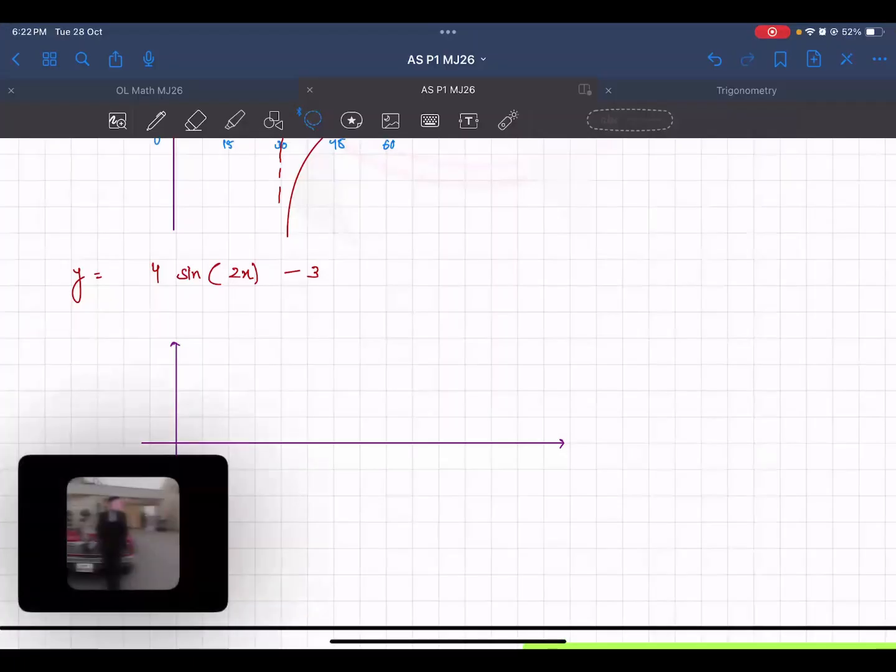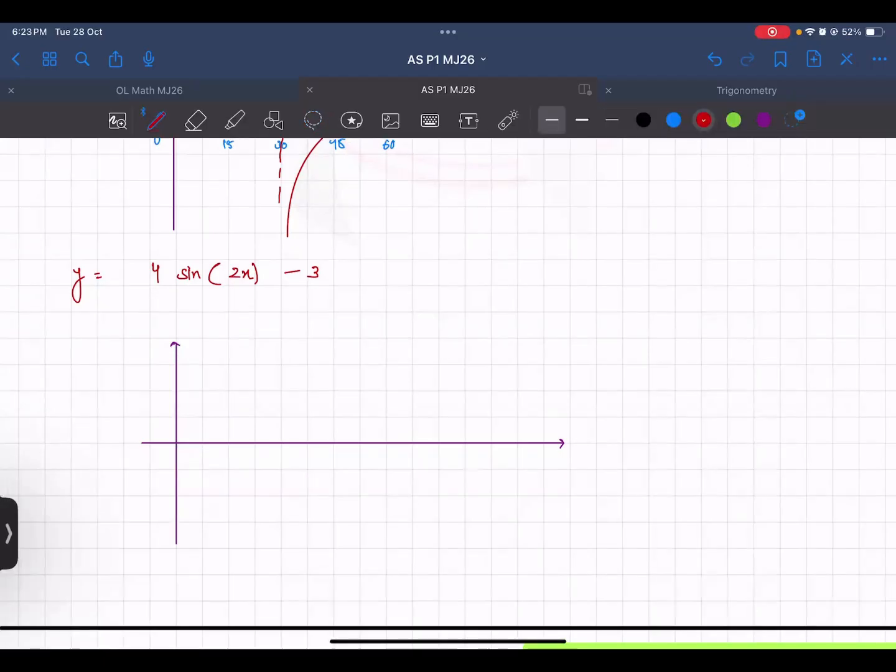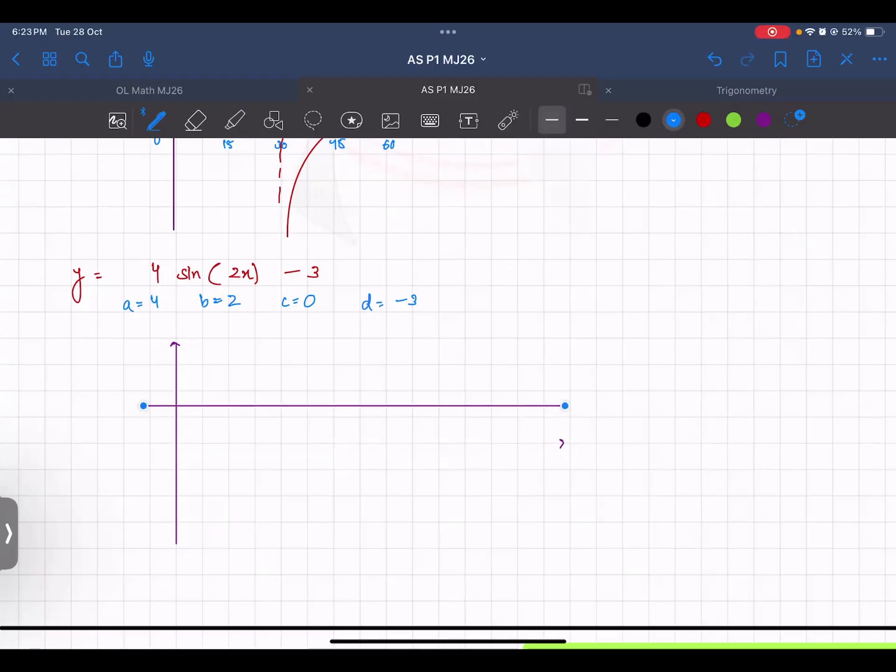Okay, so in this one, the first step, first of all, identify A, B, C, D. So A is 4, B is 2, C is nothing, being nothing added, and D is minus 3. Start with the minus 3, always. I'm moving it slightly above because I know the graph will be below the x-axis. So at minus 3, this is your minus 3 dotted line.